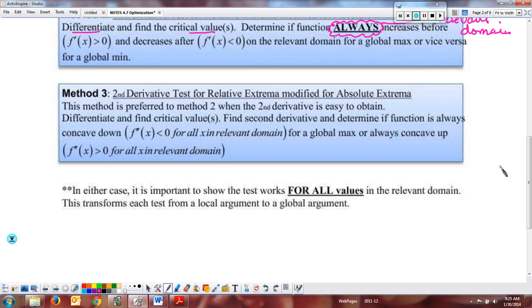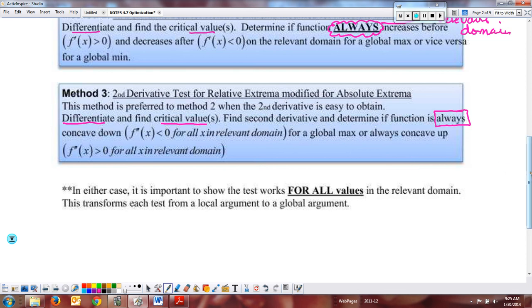This third method, your second derivative test, just like the second derivative test for extrema, is you find your critical values from the first derivative. Remember, you're still using the first derivative to get your critical values for the extrema. Then we find the second derivative and we determine if the function is, and again, here's that key word, always concave down or always concave up in your relevant domain. And basically, if you know that you're concave down, then you must have a max, and it will be global because it's concave down the entire time, or always concave up.